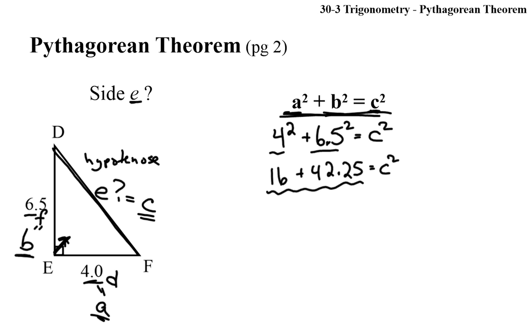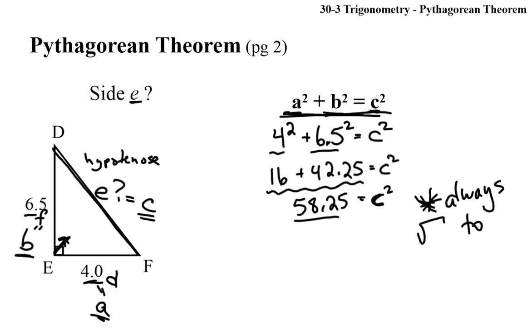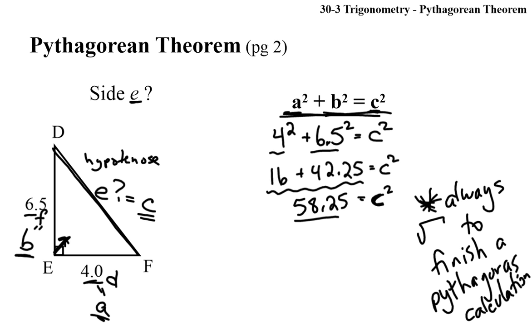What could I do to get C by itself? Well, I could add what I have here. We get 58.25. That equals C squared. And here's where I find students make the biggest mistake. They leave that as their answer. That's not the answer, because this is what C squared equals. We want to know just what C is. You always finish Pythagoras, always square root to finish a Pythagoras question or calculation. Always have to finish with that. Otherwise, we're going to have the wrong answer.